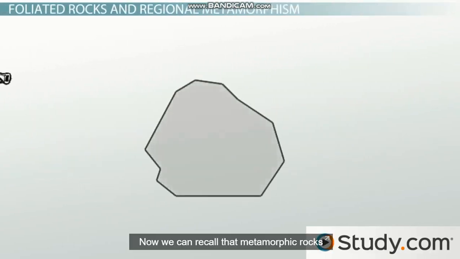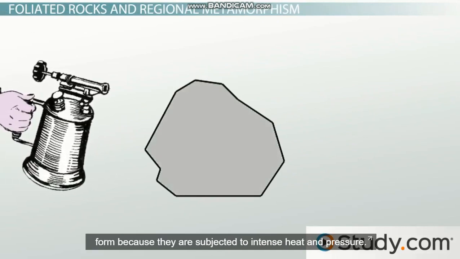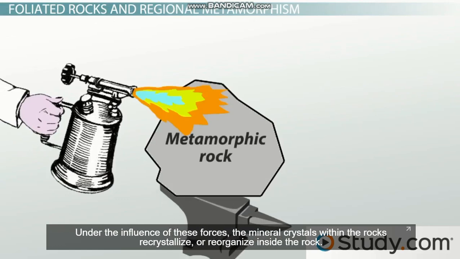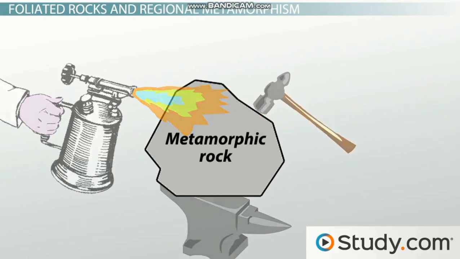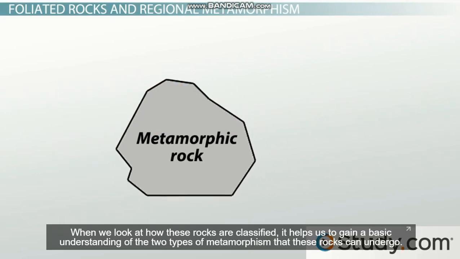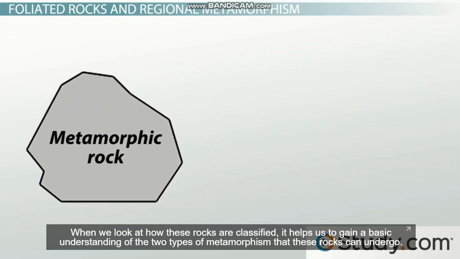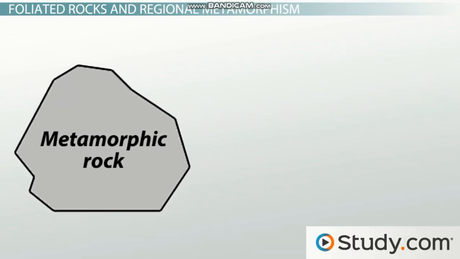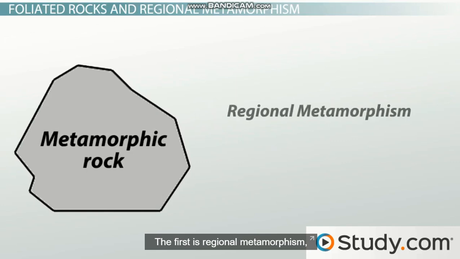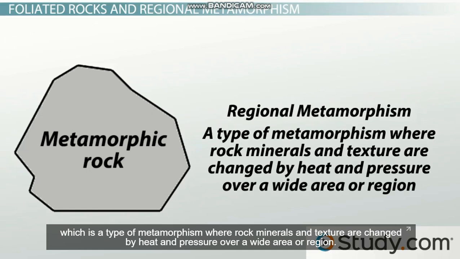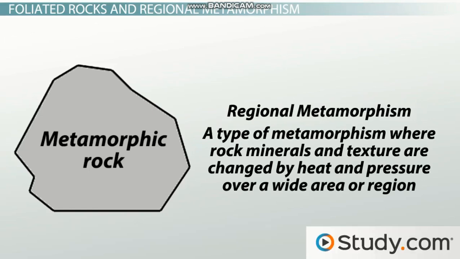Now we can recall that metamorphic rocks form because they are subjected to intense heat and pressure. Under the influence of these forces, the mineral crystals within the rocks recrystallize or reorganize inside the rock. When we look at how these rocks are classified, it helps us to gain a basic understanding of the two types of metamorphism that these rocks can undergo. The first is regional metamorphism, which is a type of metamorphism where rock minerals and texture are changed by heat and pressure over a wide area or region.